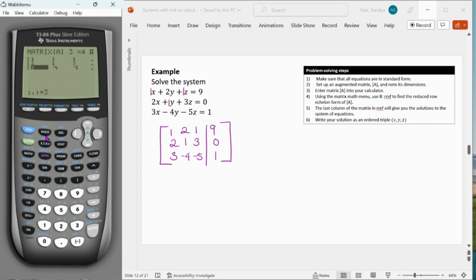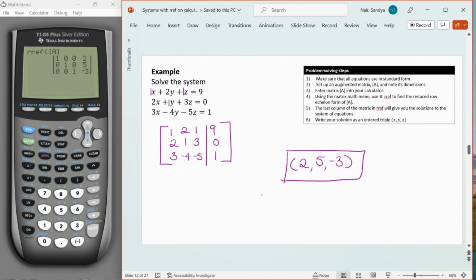So we're going to do second mode to return to the home screen. I'm going to clear that because that was from my last problem. And then I do second matrix and now go to the math menu. Scroll down until you find reduced row echelon form and then hit enter. And now go to second matrix, and then from the names menu, we're going to choose matrix A. And then when you hit enter, it gives us our solution in reduced row echelon form. So when we write this as an ordered triple, it'll be 2, 5, -3.